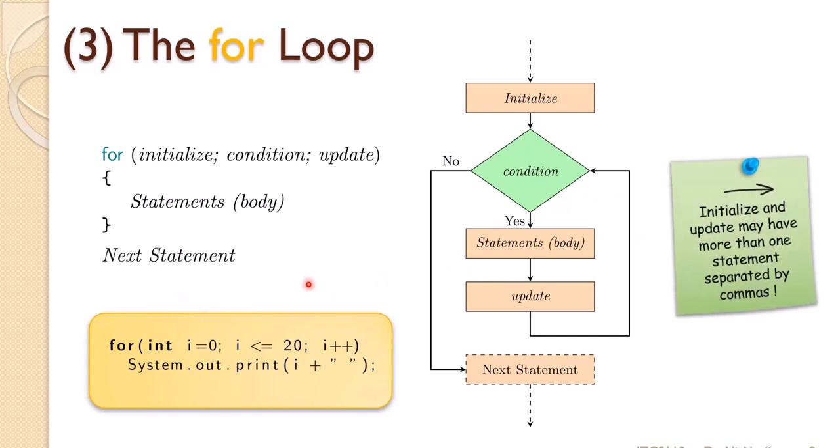The initialize and update sections may have more than one statement separated by commas. So here we can put more than one statement, and here we can put more than one statement, and then we have the condition in the middle. Probably if we give you an example to show you what we mean by this, and also give you an idea between the three types of loops. So let's go to JGrasp for demonstration.